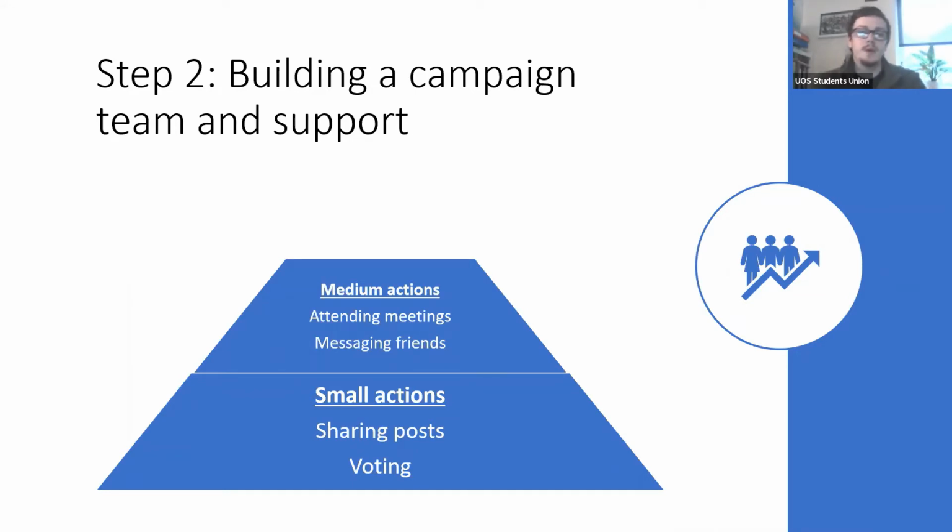Going up a notch, people that might have a little bit more time spare, you can get them to attend meetings. So you might want to hold some Zoom meetings throughout campaign week to check in with your team to see how everything's going, to plan the next couple of days. You can also get them to not just vote and share a post, but maybe they can message some of their friends. I've not got data on this, but from my own experience, if you put out a post on Facebook, or in a group, it's going to be less effective than if you message people on a personal level and tailor a message to a person individually.